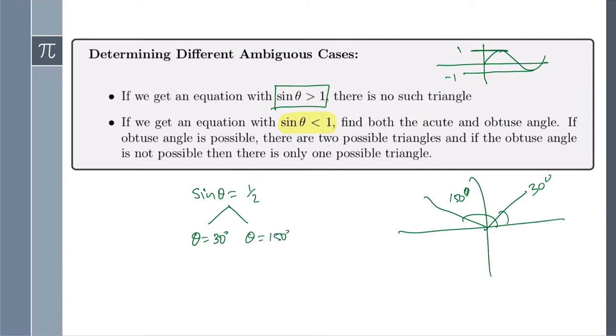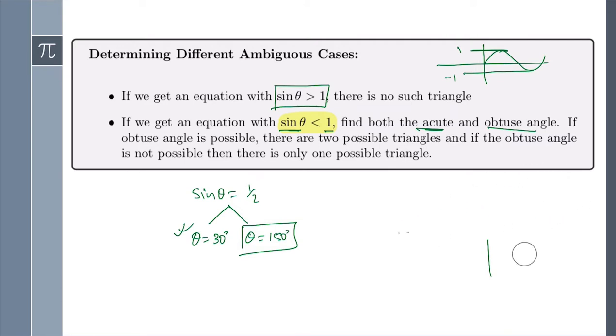So now this is what you actually do. Once you get sine theta less than 1, we'll find both the acute and obtuse angle, and then we'll check. The acute angle always works, so we don't have to worry. But the obtuse angle, we have to check. Does that really work? Is it possible to have that angle? So this is how we are going to check.